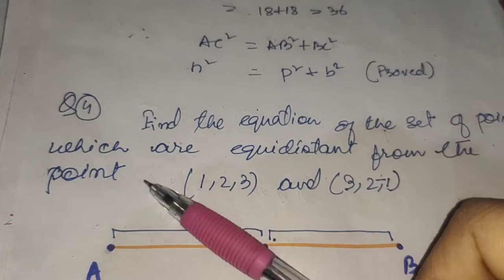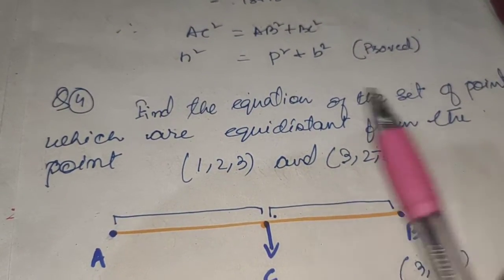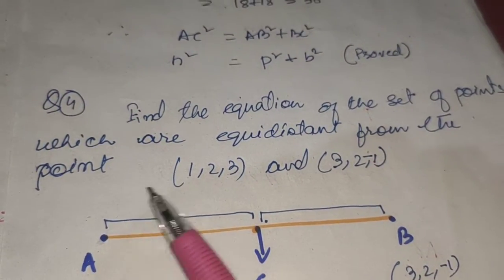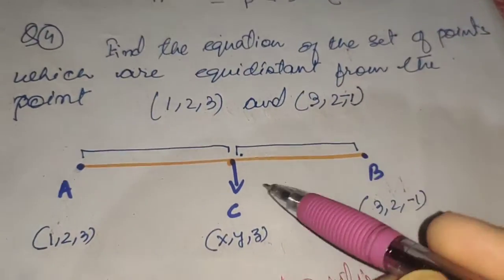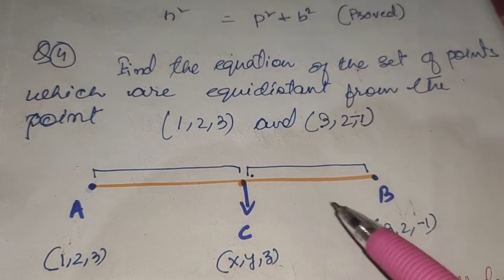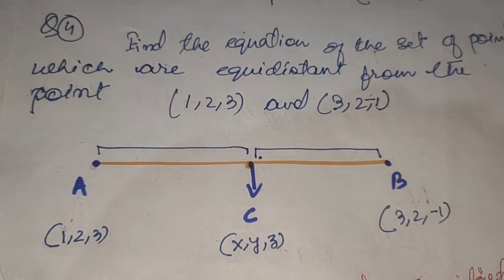Now question number 4: find the equation of the set of points which are equidistant from the given points. So let us consider the point C. It is equidistant from A and B. A is (1, 2, 3) and B is (3, 2, -1). And let us consider C as (x, y, z).